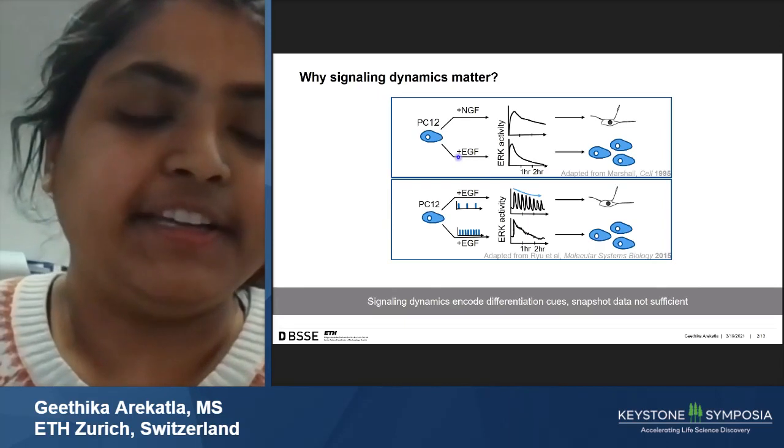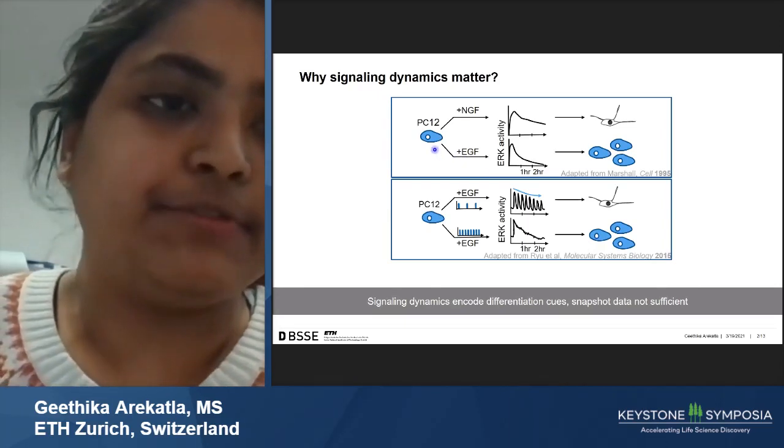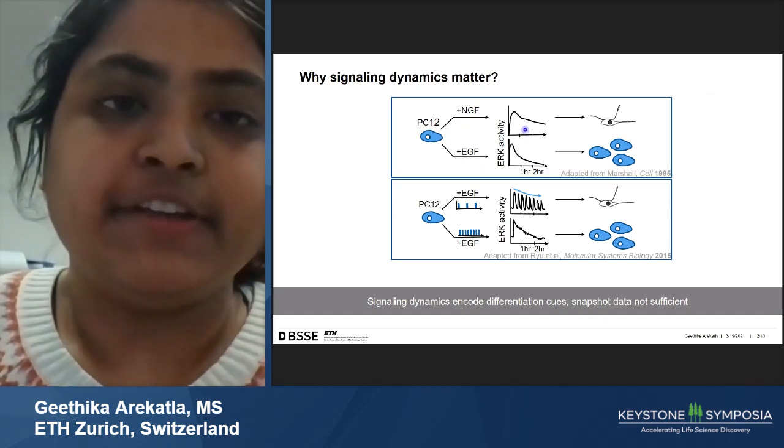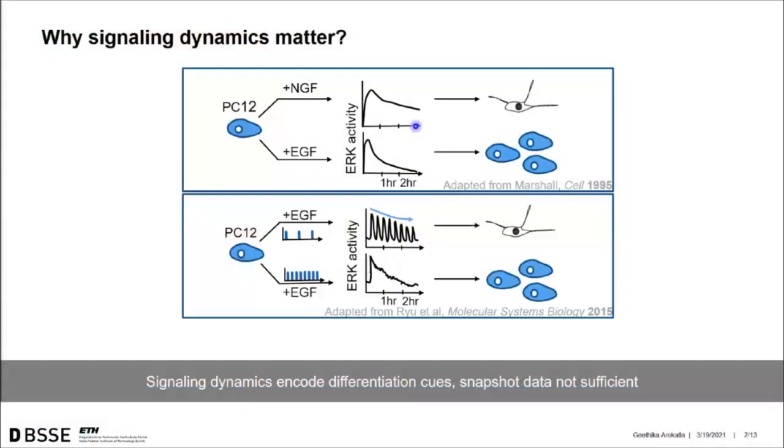Well, in 1995, what people did was they stimulated these PC12 cells with different growth factors, which correlated to different kinds of ERK dynamics, either sustained or transient. And this was then linked to different cell fates where sustained ERK led to differentiation. Then 20 years later, people showed that it's not really about the growth factors and whatever secondary effects they may have, but actually about the ERK dynamics itself that controls cell fate. So signaling pathways can encode differentiation cues.